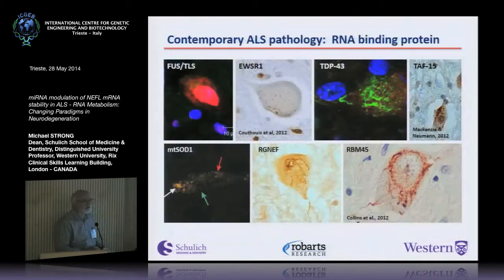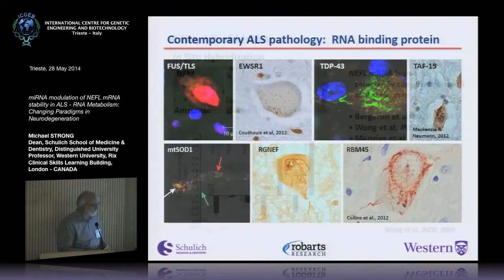And now the problem is we also have this contemporary pathology that we need to reconcile. So this is also human spinal motor neurons. And what we're demonstrating here is a variety of different RNA binding proteins, all of which can form aggregates within spinal motor neurons in ALS. So we've now got a contemporary pathology, which we've obviously been talking about for the last day or so, and the more traditional pathology. And so how do you reconcile them?